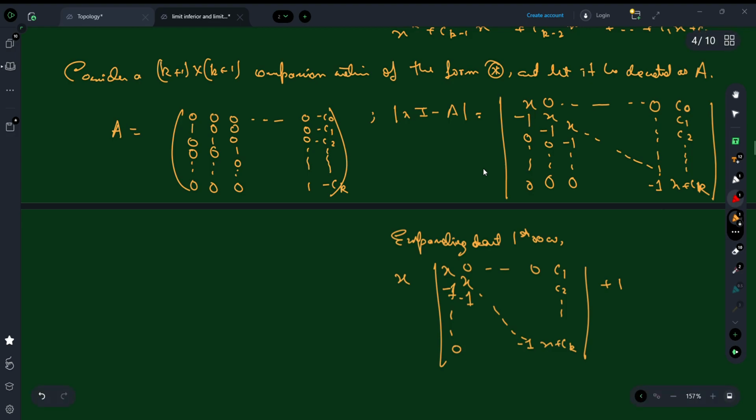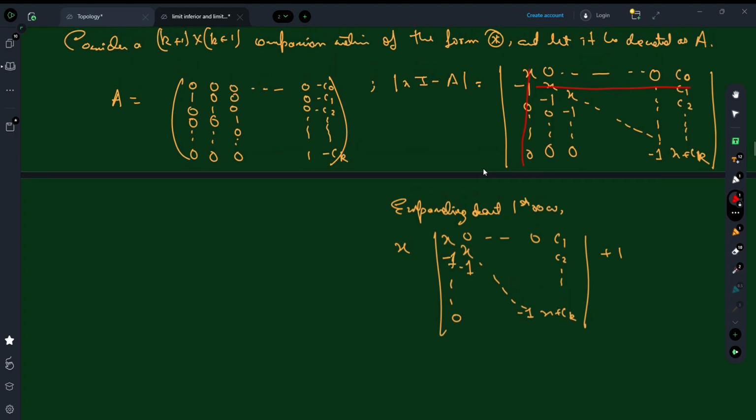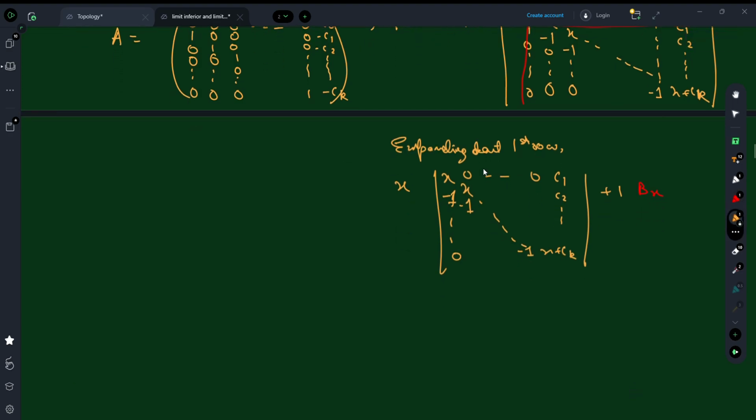So you just need to omit this row and this column. This is what you will get. Let that matrix, for this moment, be Bx. Now this is a k cross k dimensional matrix. So this is the characteristic polynomial of a k cross k dimensional companion matrix.